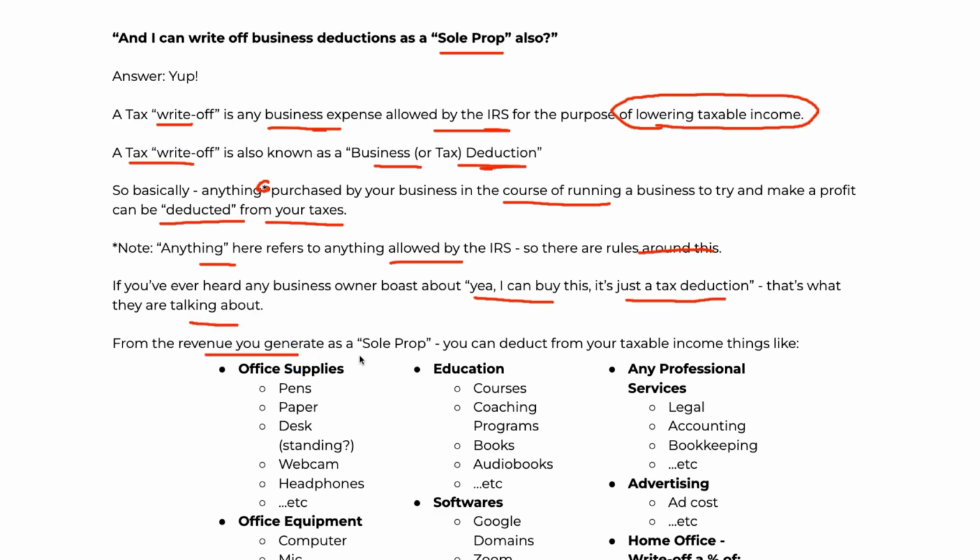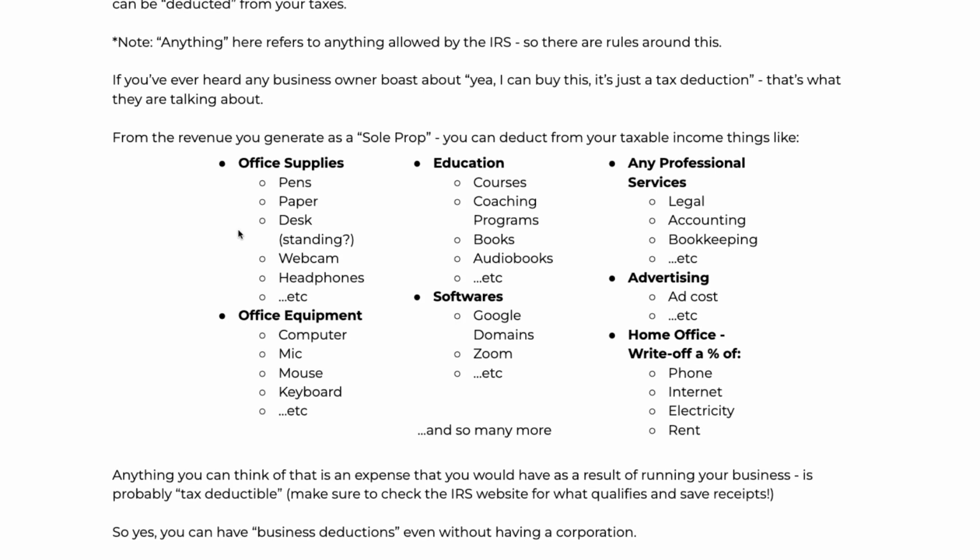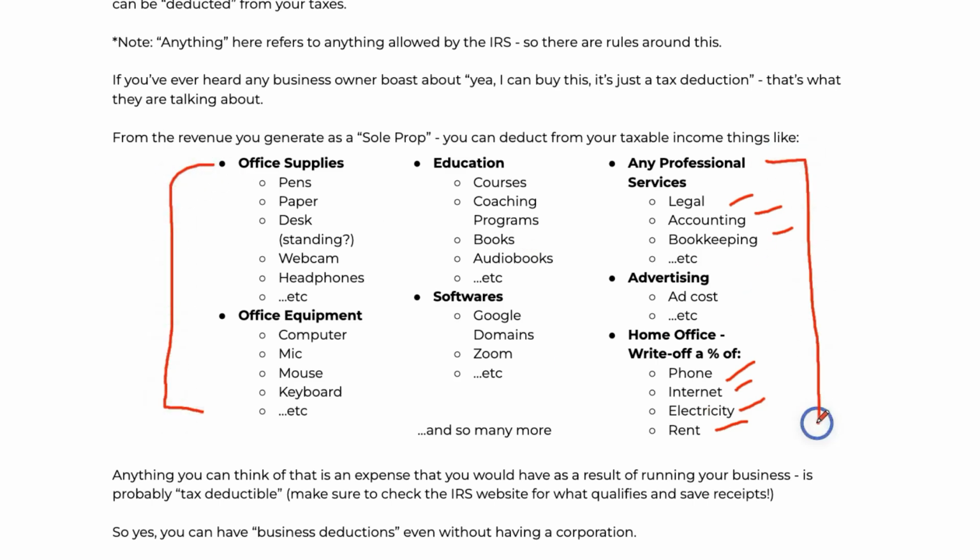From the revenue that you generate as a sole prop, you can deduct things like office supplies, office equipment, education, software, and any professional services. So let's say, for example, you get legal, accounting, or bookkeeping services, advertising costs, home office. You can actually write off a percentage of your phone bill, your internet, your electricity, even your rent if you are working from home, right? All of this can be a business deduction in order to lower your taxable income.